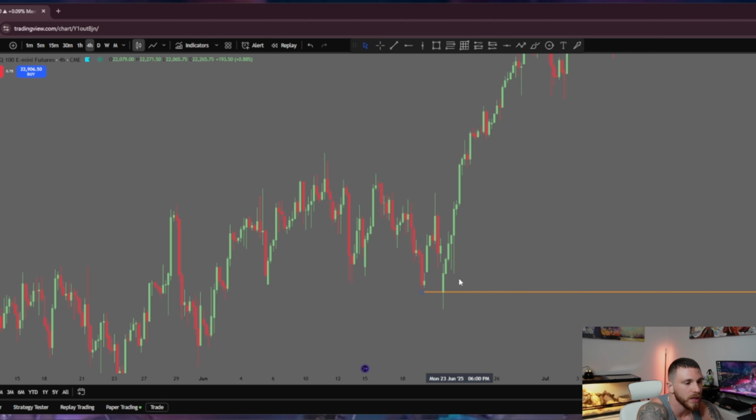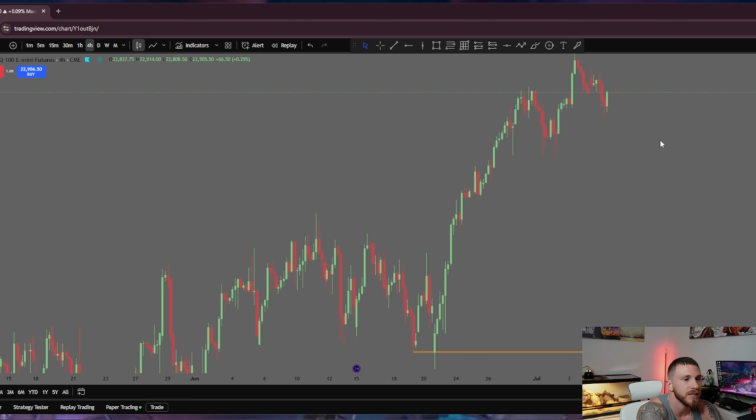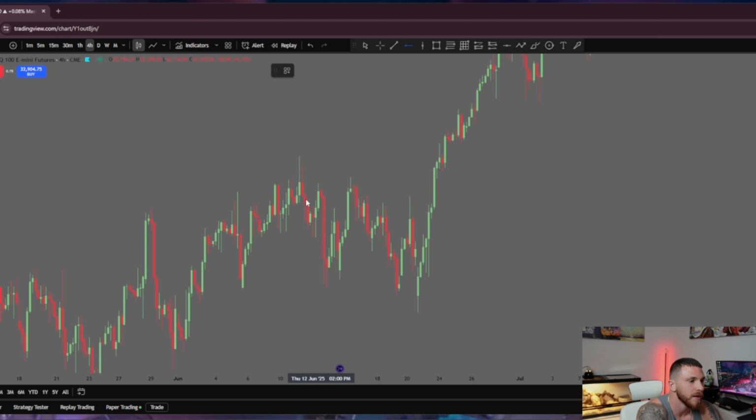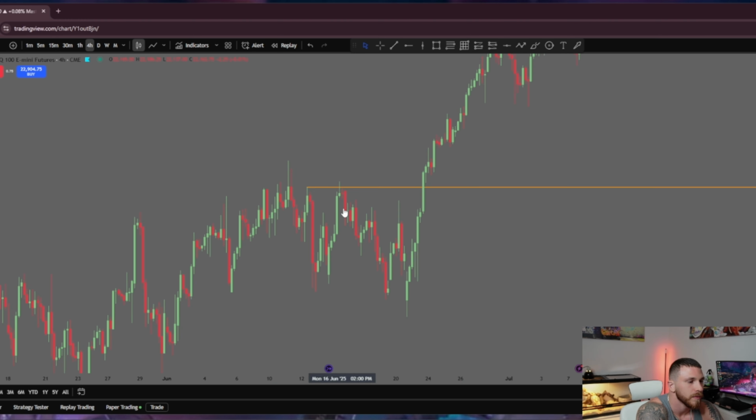Wait, market makers want to come back down, fill in more orders. They come down, they sweep this liquidity down here. Bang, market continues up. Right? What about here? We have a 4-hour high. Market wants to go down a little bit, continues up, sweeps out this draw on liquidity. We continue down. This is on the 4-hour time frame too.